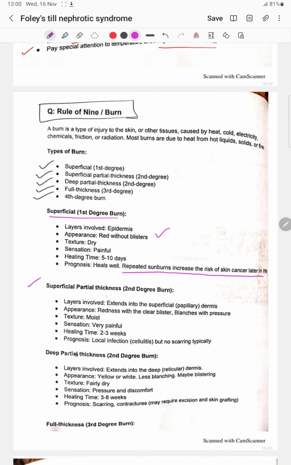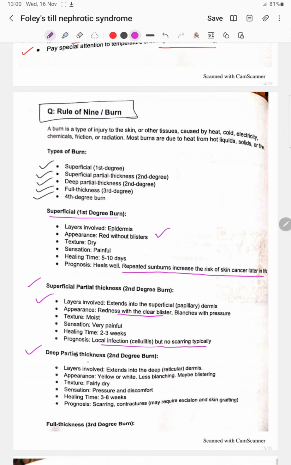The second is the superficial partial thickness, the second degree burns. The layer involved extends into the superficial papillary dermis, and the appearance is redness with clear blisters that blanch with pressure. The texture is moist and the sensation very painful, and the healing time is 2 to 3 weeks. The prognosis: local infection, cellulitis, but typically no scarring.